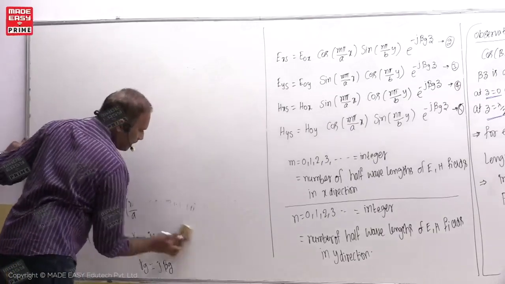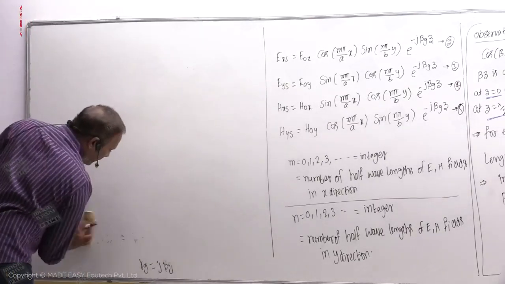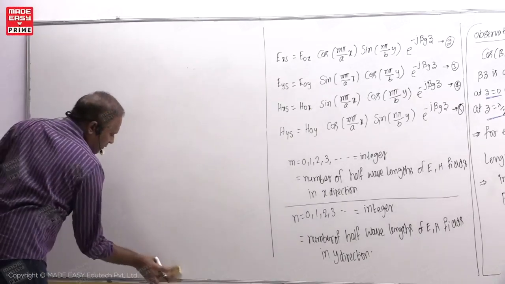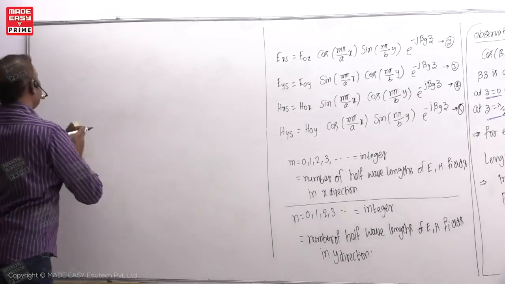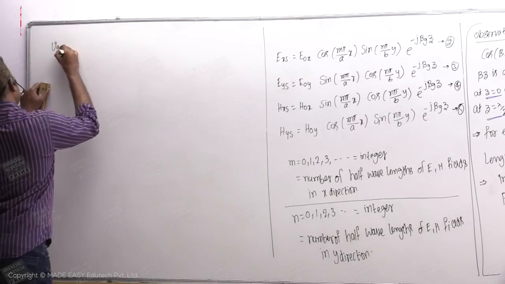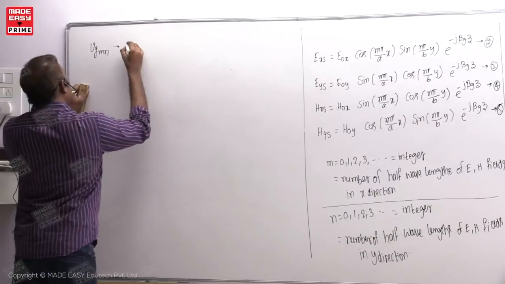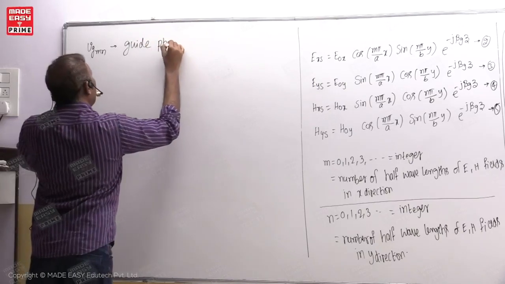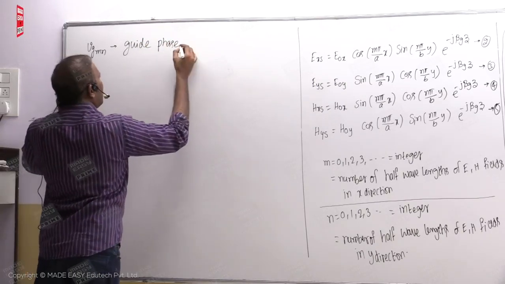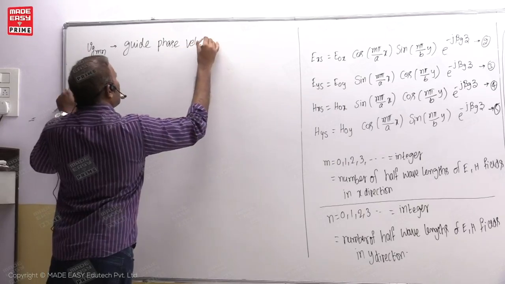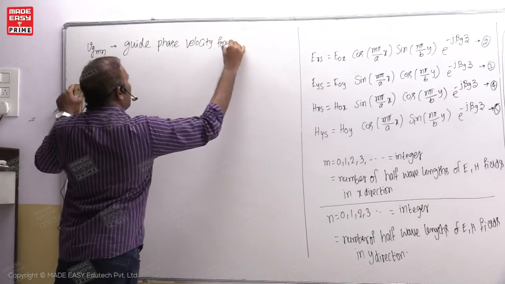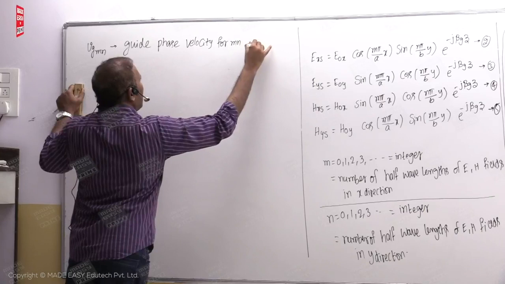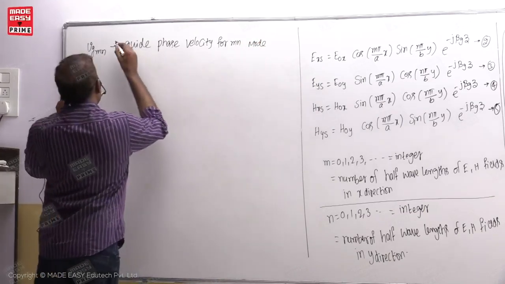So what is that? Guide phase velocity for Mn mode, VGMN. Guide means waveguide, student. Phase means constant phase, that is phase velocity for Mn mode. Okay.